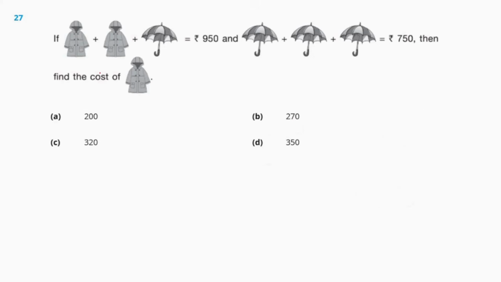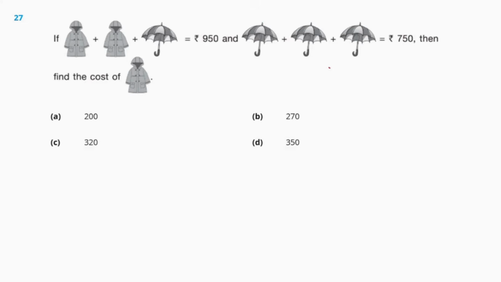Okay, now we have arrived at the next question, that is question number 27. This question says that the price for 2 raincoats plus 1 umbrella is rupees 950 and the price for 3 umbrellas is rupees 750. Then we need to find the cost for one raincoat, right? Before we start solving this question, we will first find the amount for one umbrella.